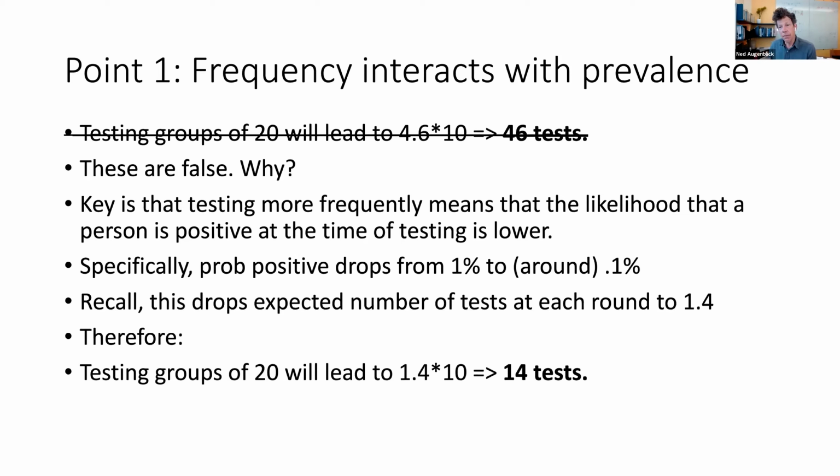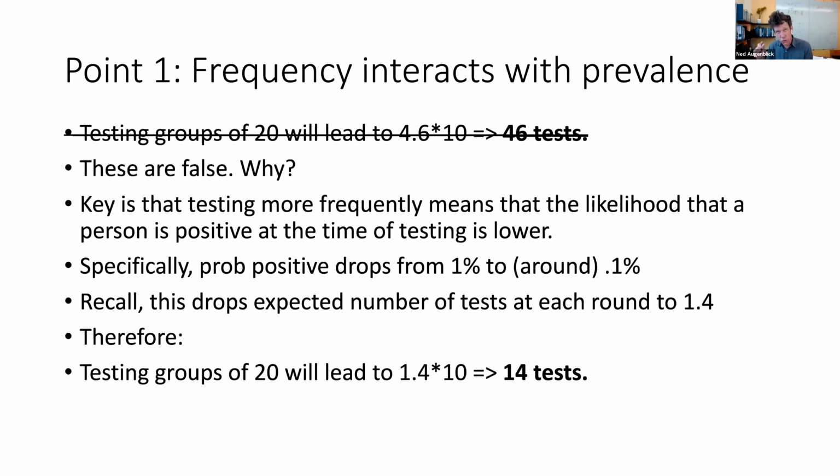The key is that by testing more frequently, the likelihood that a person is positive at the time of test is dropping. That might not be completely intuitive, but just think about it the following way. Suppose that I was testing someone every hour and I had just tested them last hour and they were negative. And now we wait an hour and I test them again.